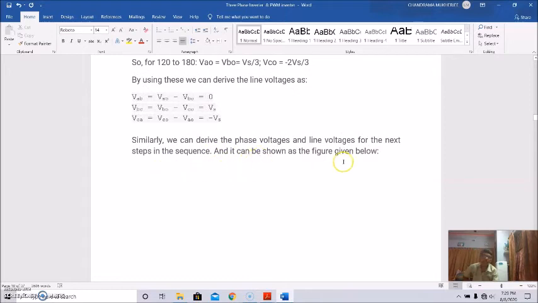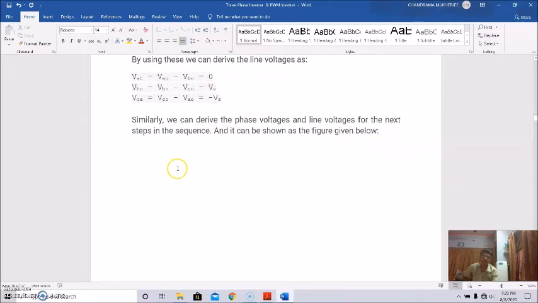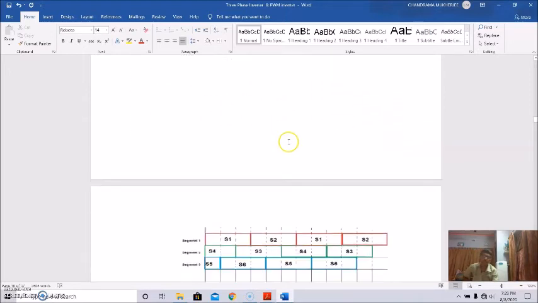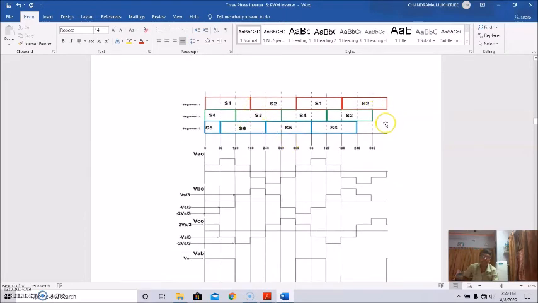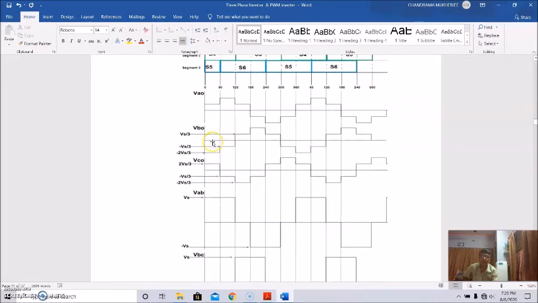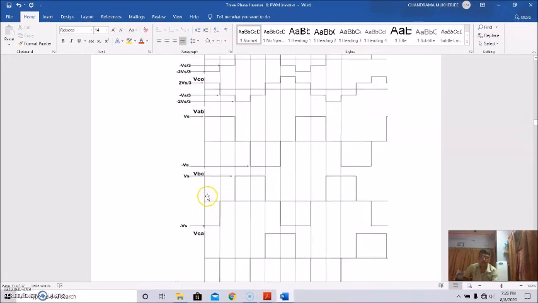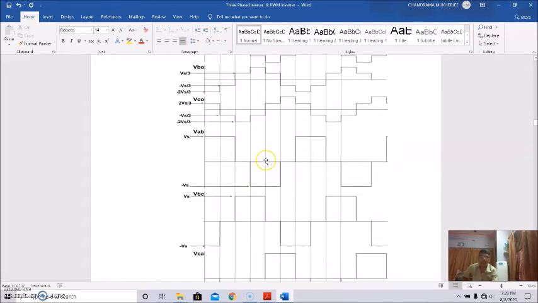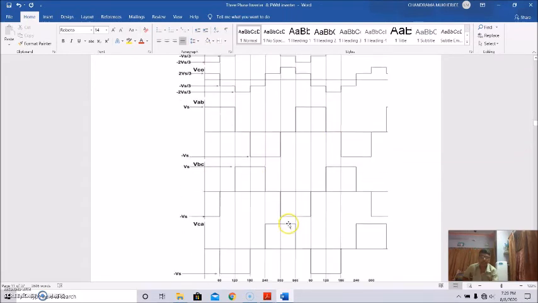So similarly, we can derive the phase voltages and the line voltages for the next steps in the sequence, and it can be shown like this. So this is the sequence, and these are the waveforms for VAO, VBO, and VAB, and these are the line voltages VAB, VBC, and VCA.